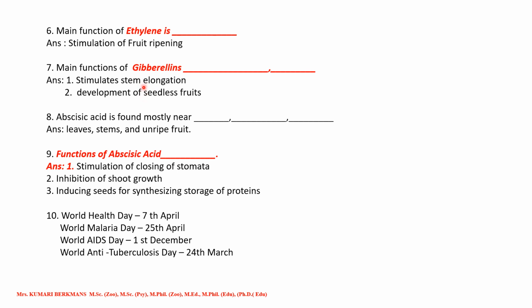These two are very important. Abscisic acid is found mostly near leaves, stems, and unripe fruits. Functions of abscisic acid are stimulation of closing stomata, inhibition of shoot growth, and inducing seeds to synthesize storage proteins.